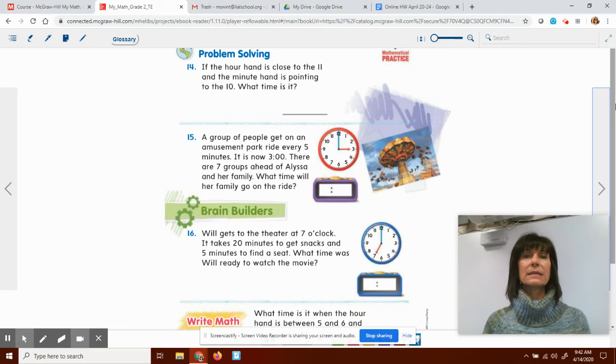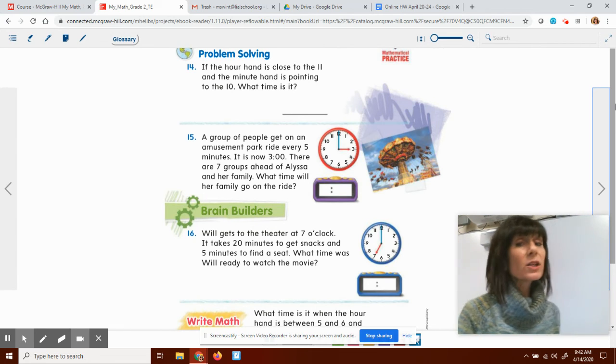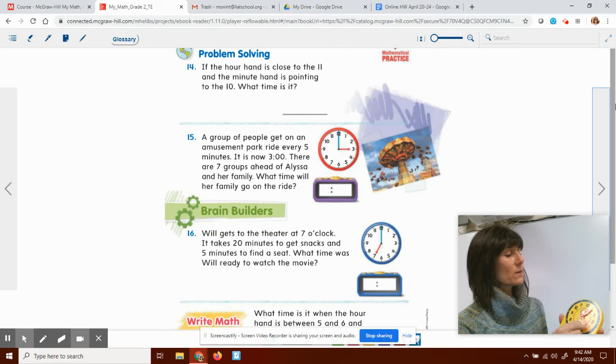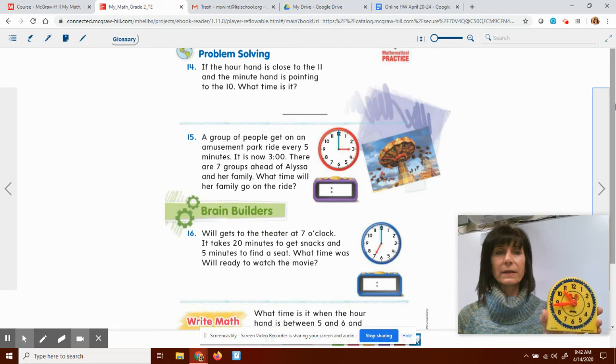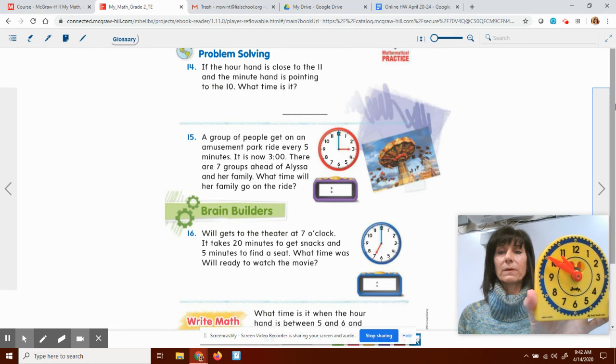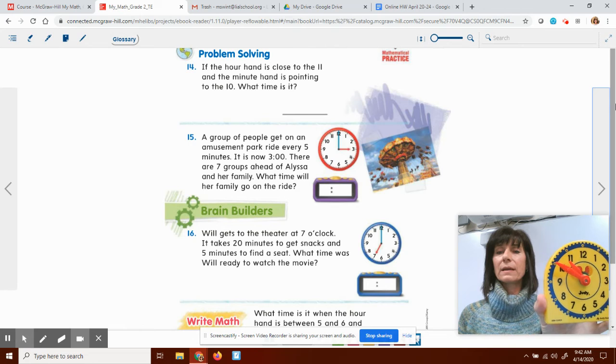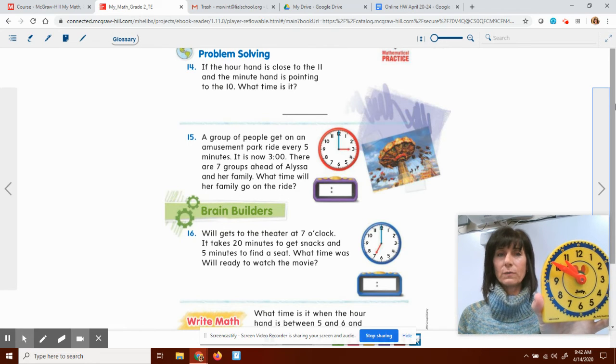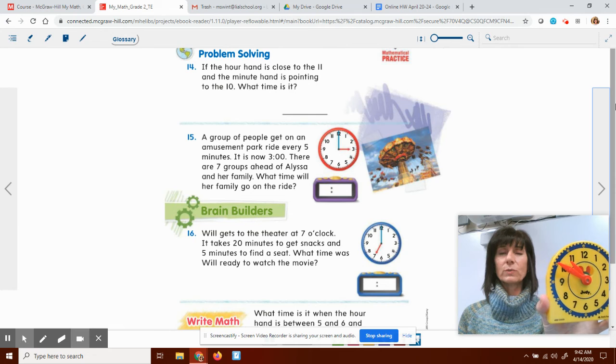If the hour hand is close to the 11 and the minute hand is pointing to the 10, what time is it? Well, first of all, they're telling me this: it's close to the 11, but it's not on the 11 yet. So let's put my hour hand close to the 11. And my minute hand, I'm going to put at 10. What time would this be? If you need to take an extra moment, you can stop the video. I'm going to let you figure that out. What time is Mrs. Swint showing you?